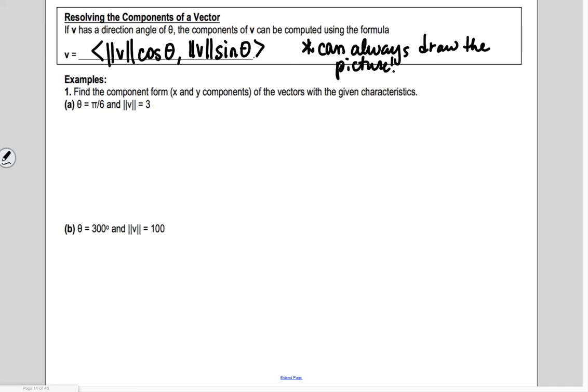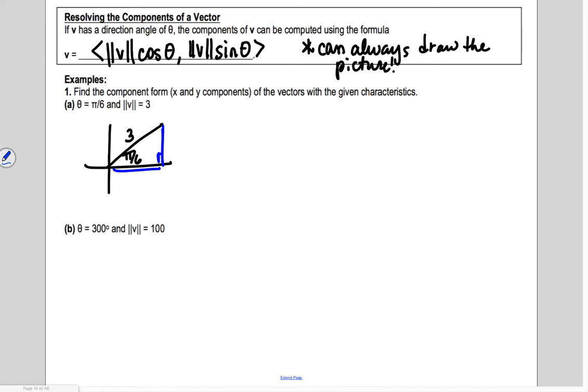So this one says find the component form of the vectors with the given characteristics. So what this is saying is we're along an angle of pi over 6, so we're in radians now, and our length is 3. So we're asking, can you find the x and the y?